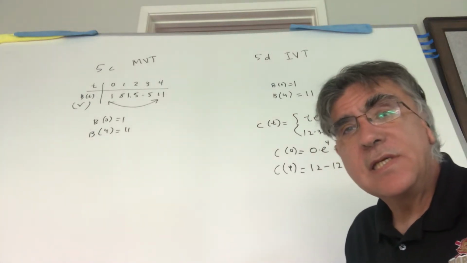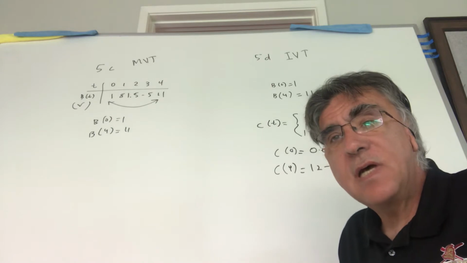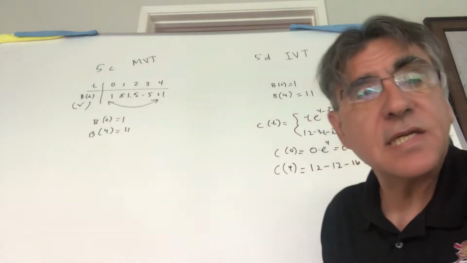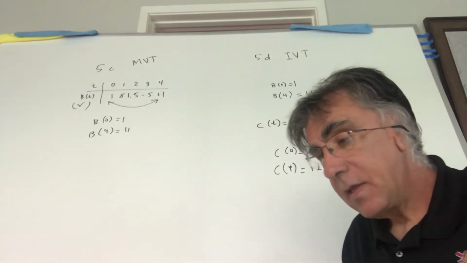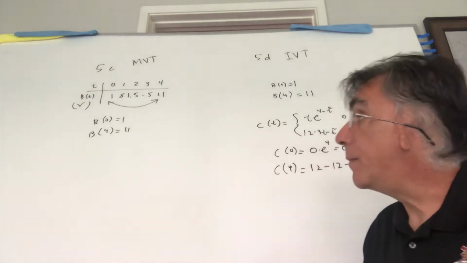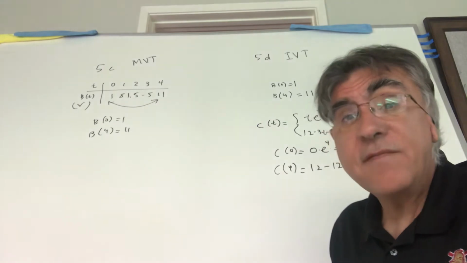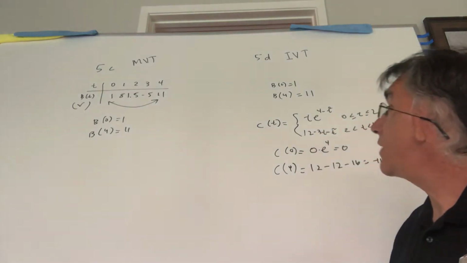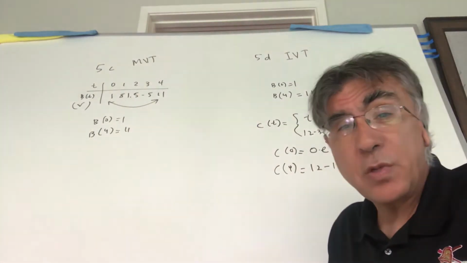Okay, this is F, 5C, and D. I think it's C and D. Yes. 5C is a mean value theorem question, and 5D is an intermediate value theorem question.